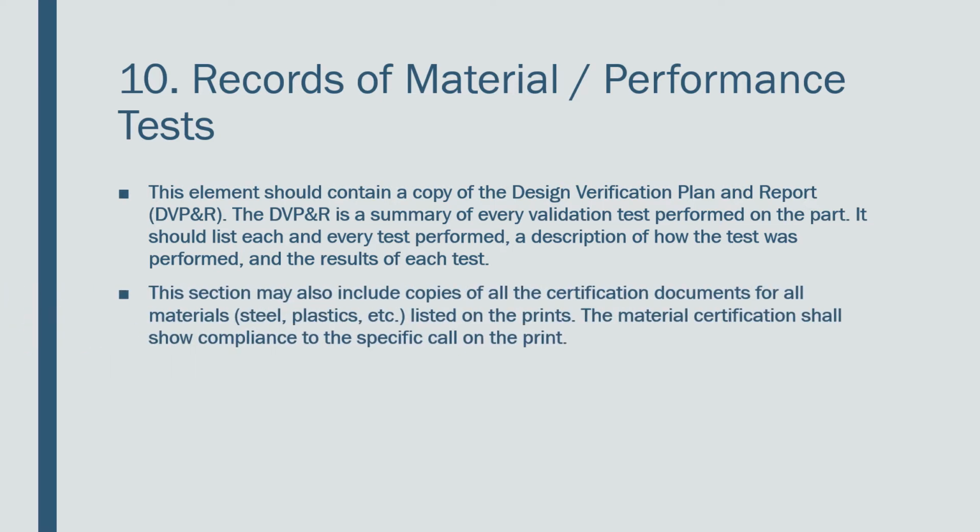In this section, it also includes the copies of all test certificates and documentations. For example, if we use steel as raw material, it should have the chemical properties as well as the mechanical properties. Those contents are all available in the test reports of the steel. If it is plastic, the same material content we need to refer here. And the material certification should also show the compliance to the specification called out on the print.